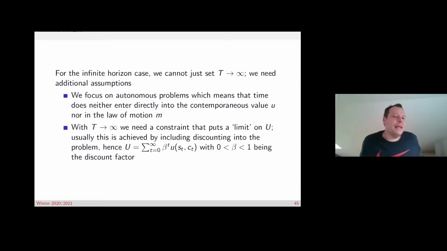talk about in a second, is that we look at so-called autonomous problems, which means that time just by itself has no direct effect, neither on the contemporaneous objective, so neither on the contemporaneous utility, nor on the law of motion. Okay, and when preparing what I wanted to talk about today, I thought about whether this is very restrictive, but I think it's not.